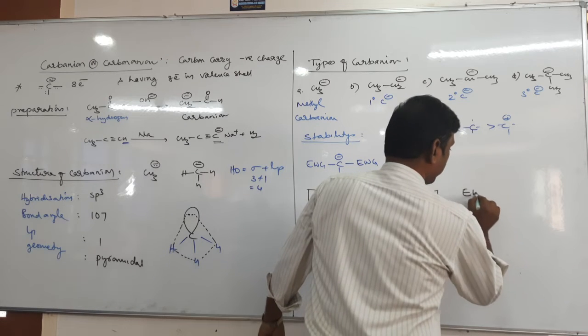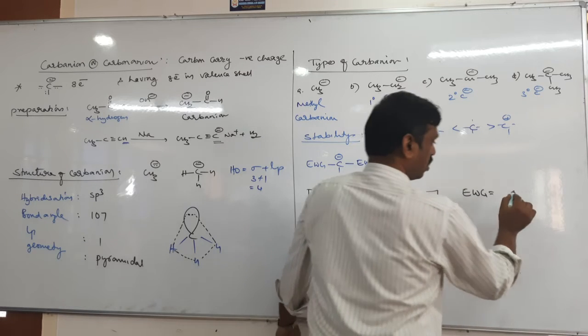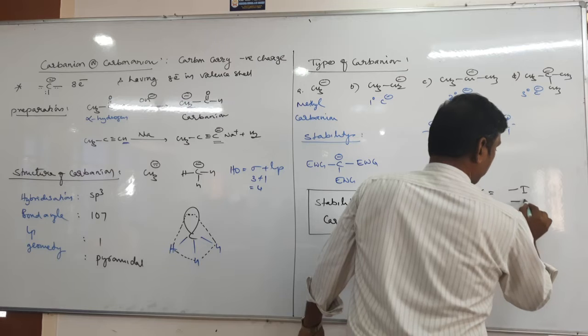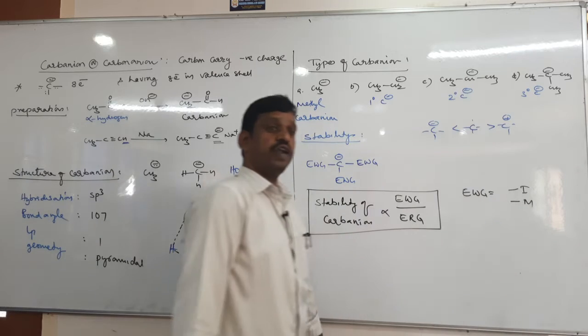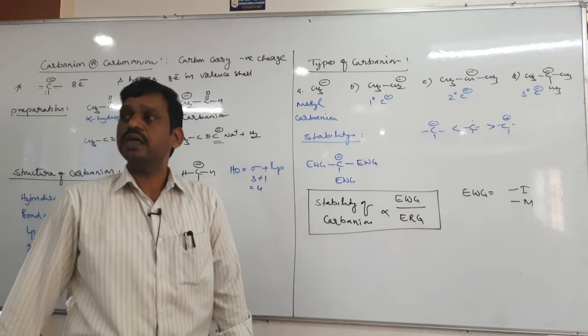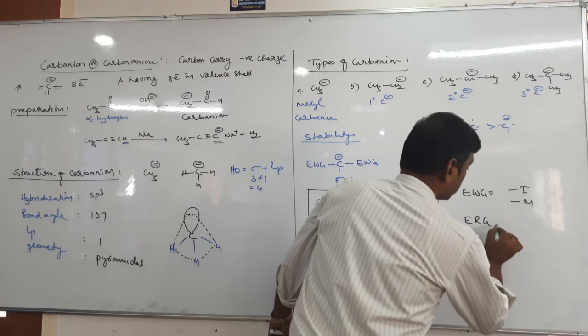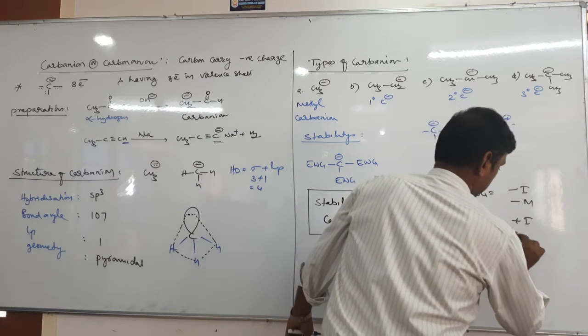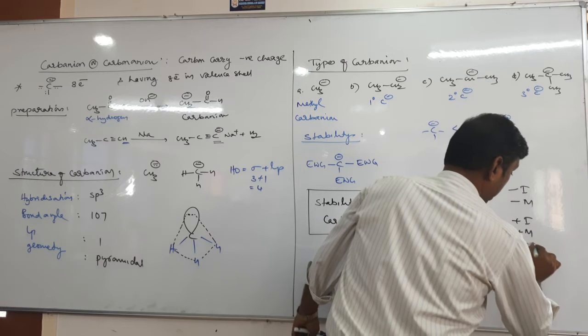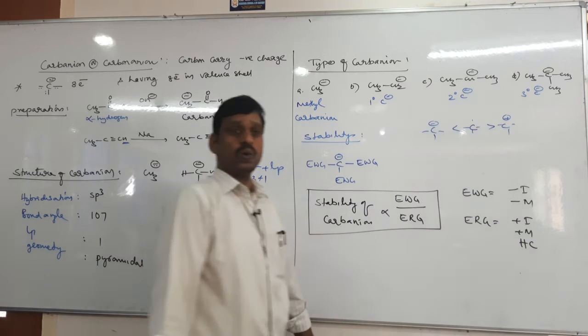So what are electron withdrawing groups? Already we have studied. That is the minus I group and the minus M group. There are only two groups, minus I and minus M. Then what are the electron releasing groups? Plus I, plus M and hyperconjugation also.